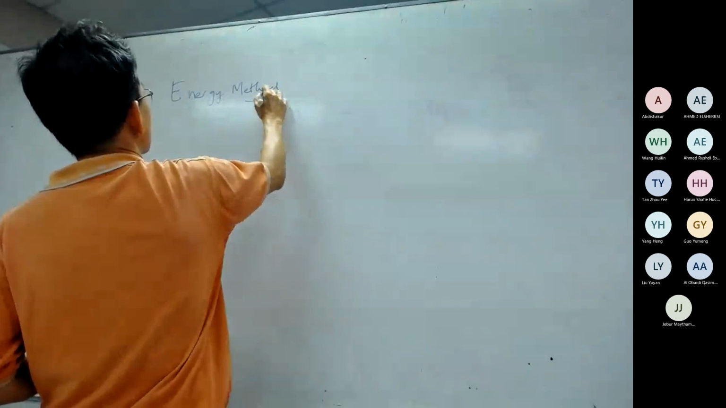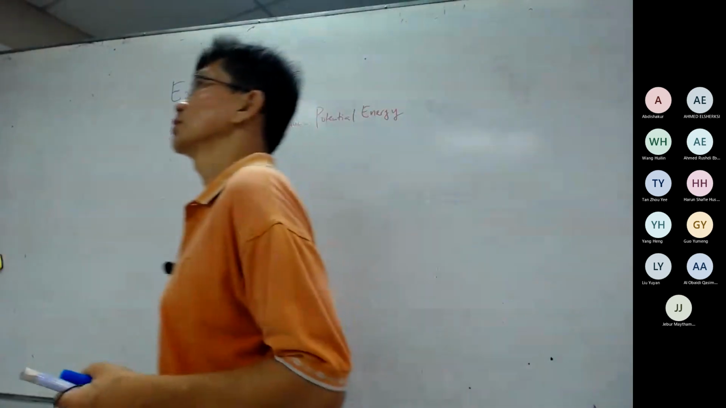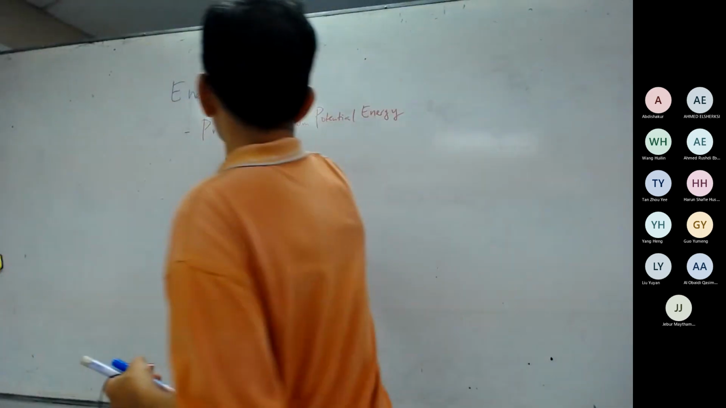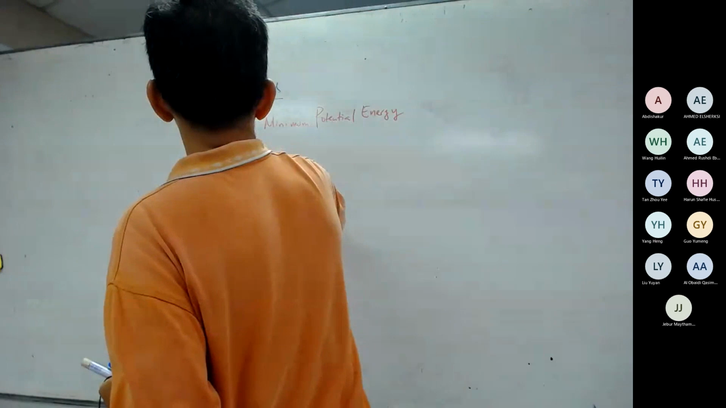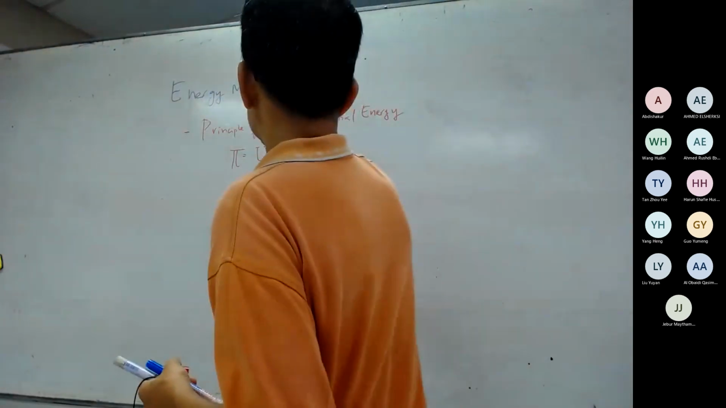So here, in the energy method, we are using the principle of minimum potential energy. These are the methods that we use, and this one basically says that the total potential Pi is equal to the strain energy plus the potential energy of the external load. And this one, we cover three basic forms.